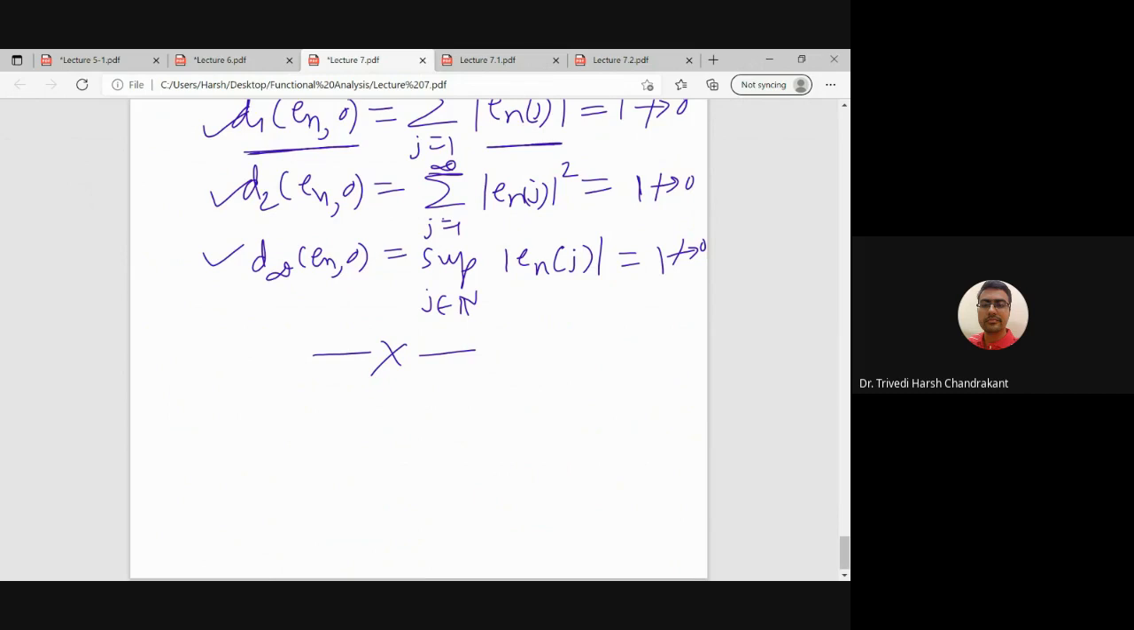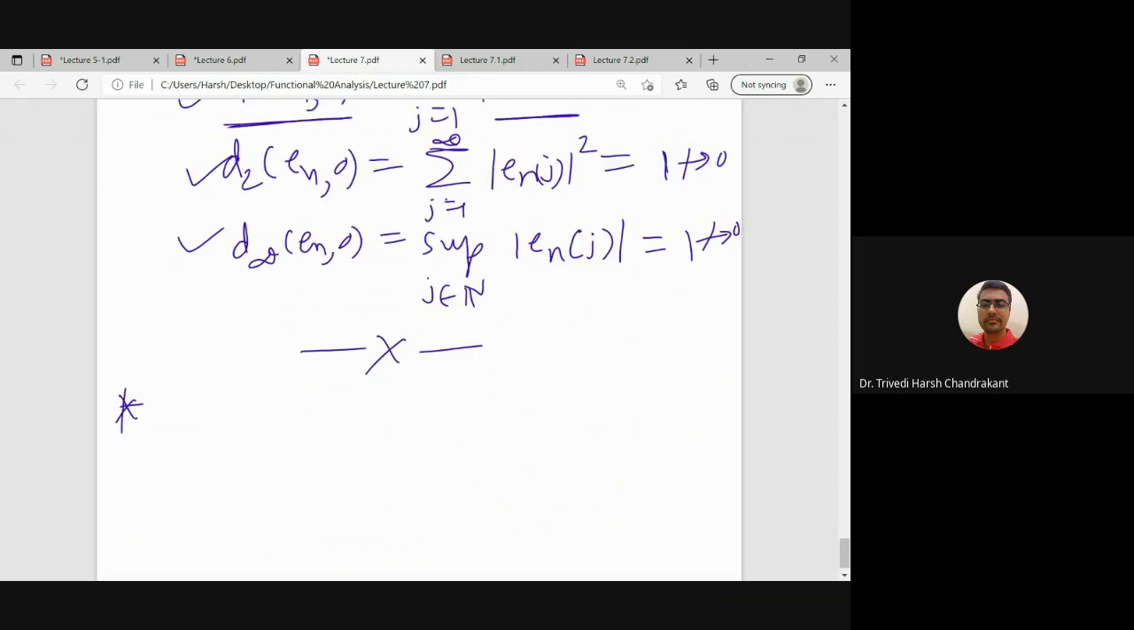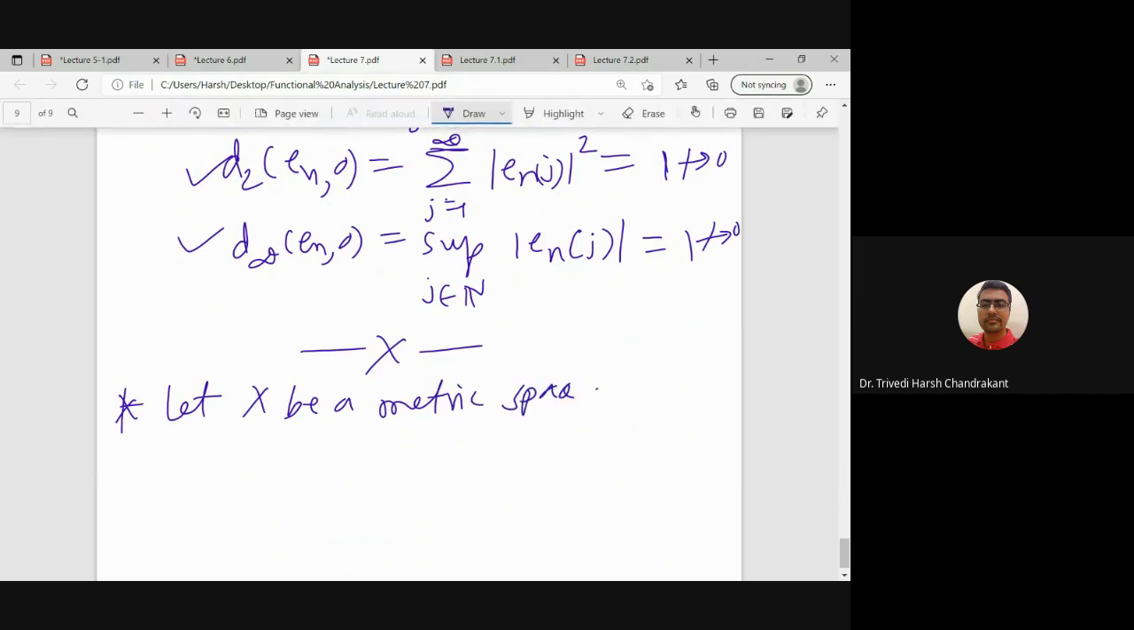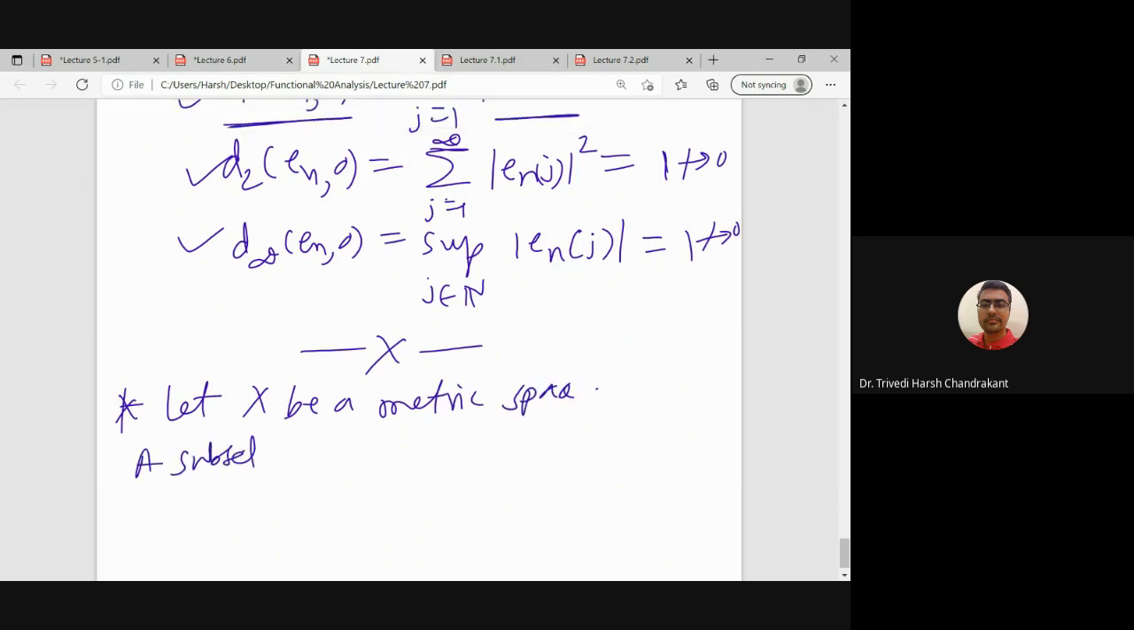Okay, now we have discussed, we have come across some notions of metric space where we know that we can define closed set, open set, and all these things in metric space. So let us revise some of the definitions quickly. If X is a metric space, a subset E of X is called a closed set.